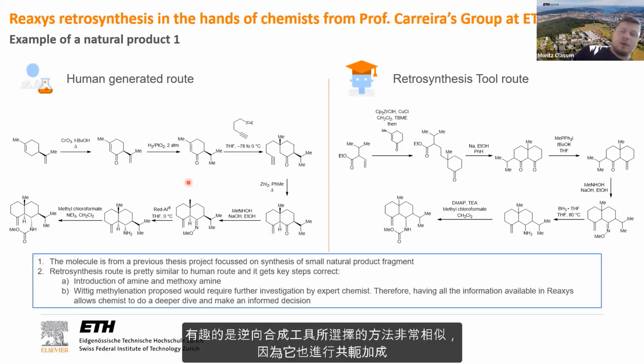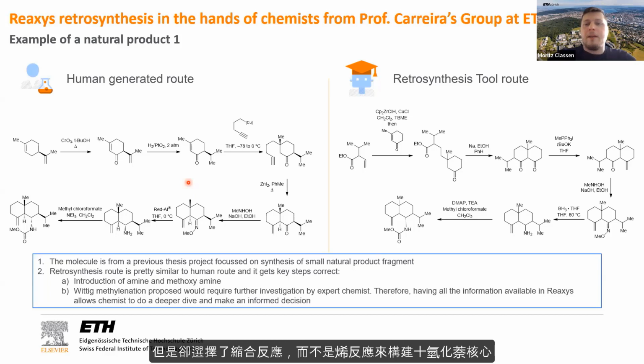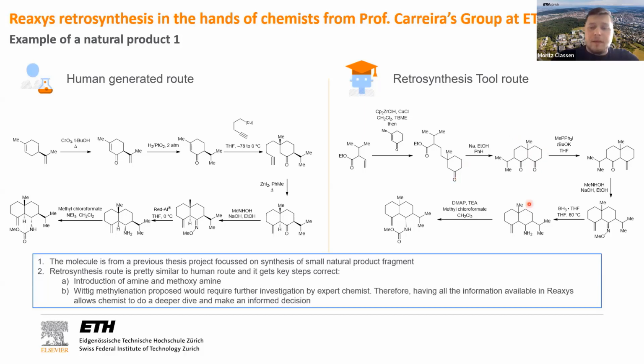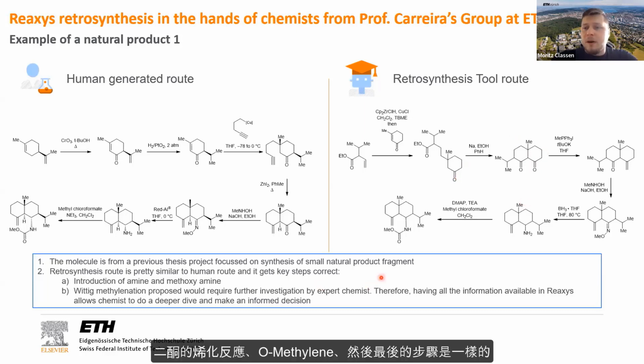Interestingly, the approach chosen by the retrosynthesis tool is quite comparable in the sense that it also performs a conjugate addition. However, then a condensation reaction instead of an ene reaction is chosen to construct the decalene core. This again looks very feasible. We then move on. A Wittig olefination gives the exomethylene here, and then the last steps with reductive amination and amide bond formation are the same.